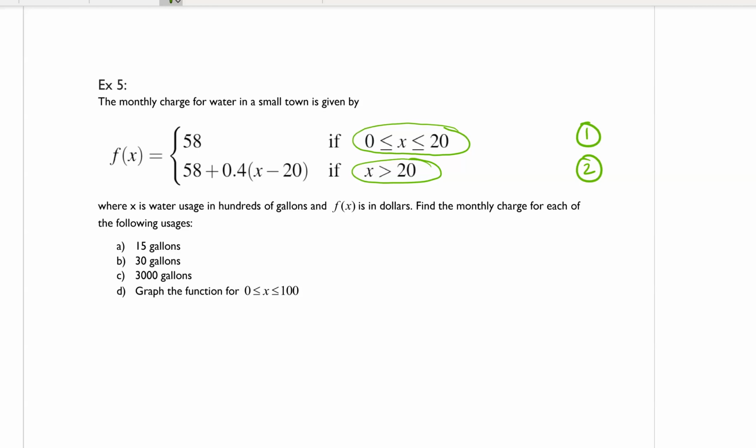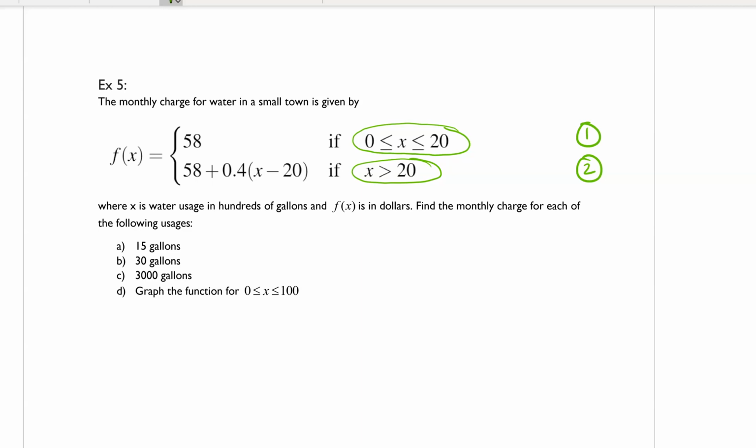So are we going to be plugging 15 into the first one or into the second one? Pause the video and ask yourself that really quickly. All right, so hopefully you've had some time to think about that. We're going to plug 15 into the first one.